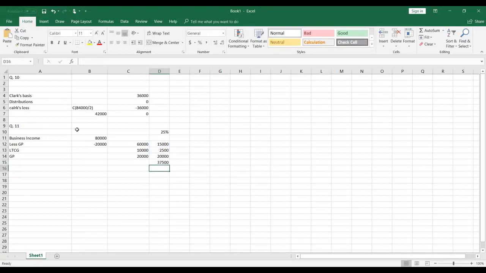Yeah, so guaranteed payments is an important concept, guys, and here it's very important to first identify, does your business income include the guaranteed payments? Very often the language is confusing in the exams. You have to carefully check to see if guaranteed payments have been accounted for or not.